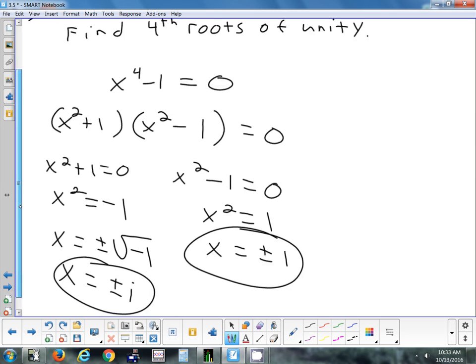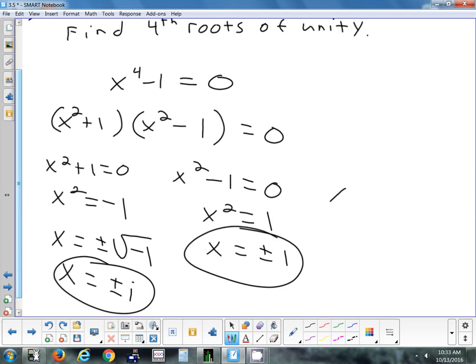Would it be the same if someone asked you x to the fourth minus 4? Well, if you're solving that equation, you're not finding roots of unity. You said x to the fourth minus 4. You're finding the fourth roots of 4. There are 4 answers, though.